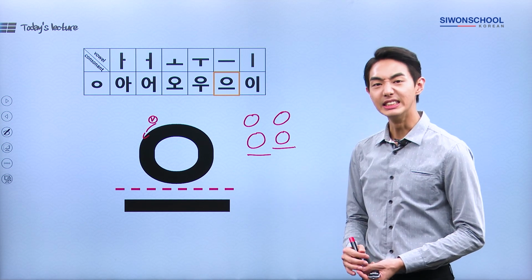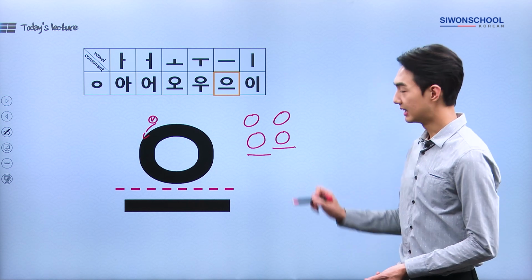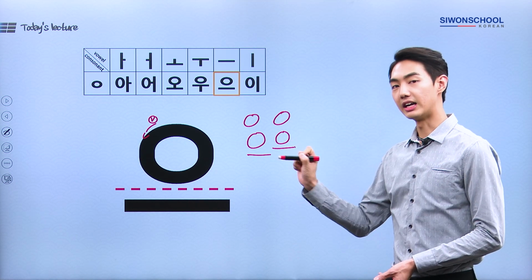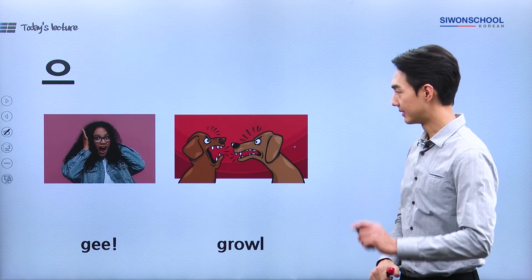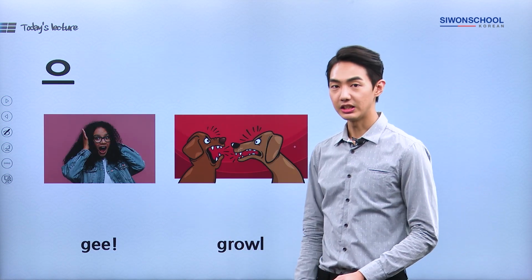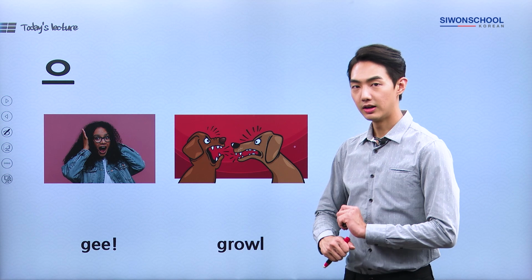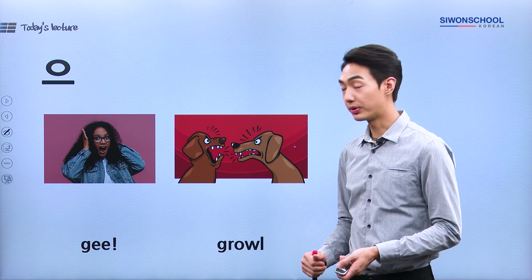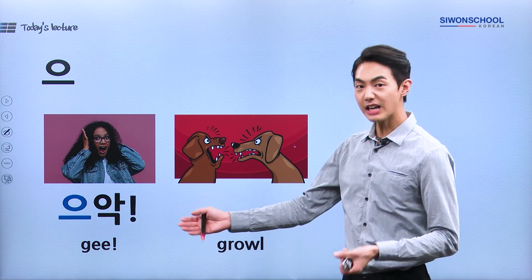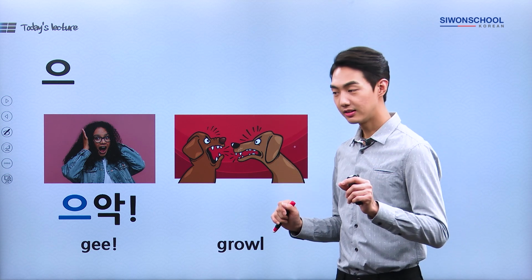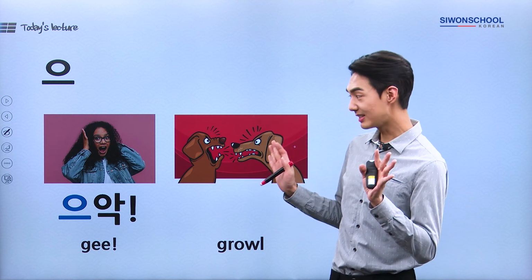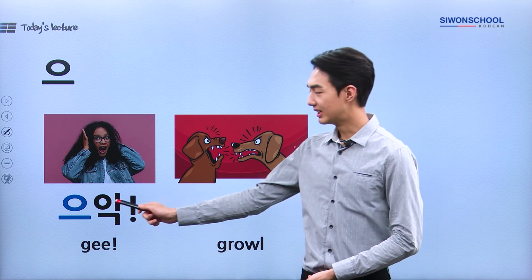So, 아 means okay? Repeat after me. Circle and a line. Simple. Okay? So, 아 or 으아, right? Whenever you're surprised, you make those sounds. Kind of similar, right? Okay? Surprise!